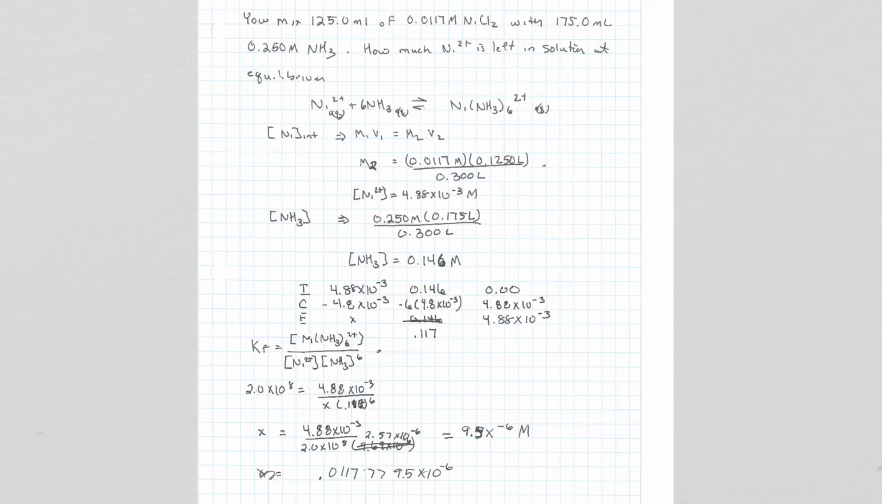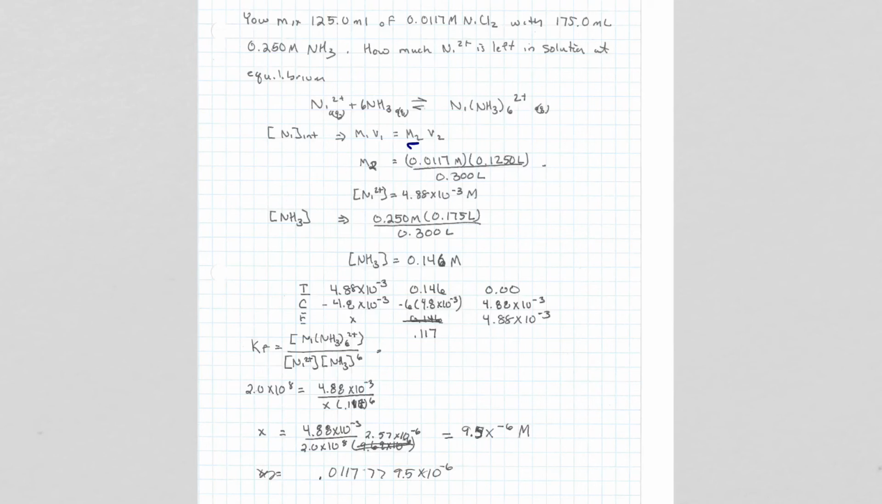So here's our equilibrium. We have nickel ions combining with, in this case, 6 ammonias to form this metal complex here. We're going to calculate the diluted concentrations of each species. So we're going to do our dilution calculation, calculating M2 here.